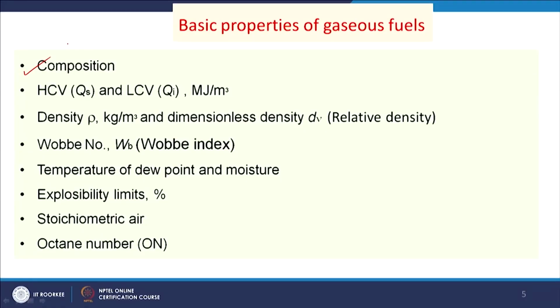Now, we will see the basic properties of gaseous fuels. Like coal and petroleum, these gaseous fuels also have some specific properties, and some of those properties are very important to consider for a good candidate for energy production. Some of those properties are composition, high calorific value and low calorific value, density and dimensionless or relative density, Wobbe number or Wobbe index, dew point temperature and moisture, explosibility limits, and stoichiometric air and octane number. All those properties are important to consider for gaseous fuels as an energy candidate.